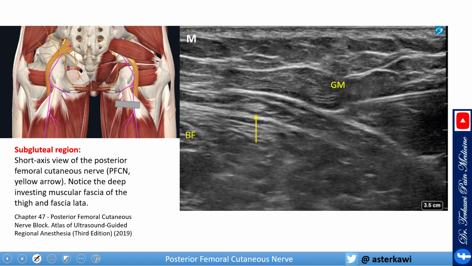This is a flipped image from the previous one, so this is medial here. This is your gluteus maximus, and this is the biceps femoris. This is the fascia lata, and this is the deep investing fascial layer. Between them, you will see the PFCN.